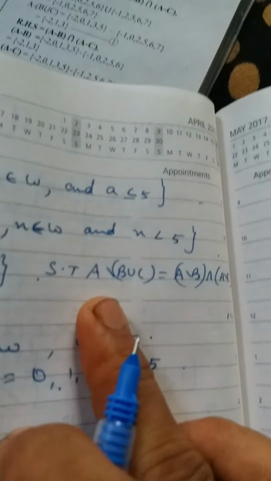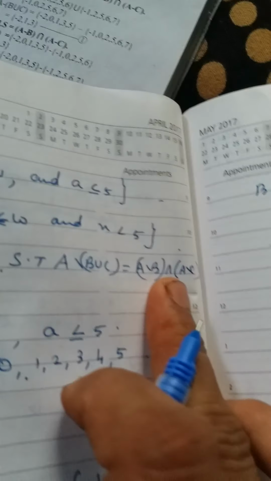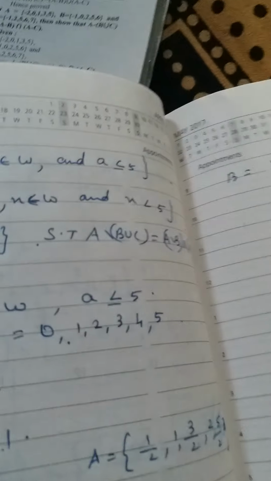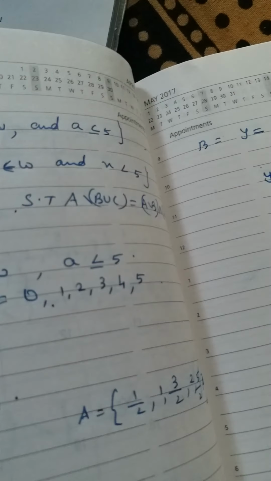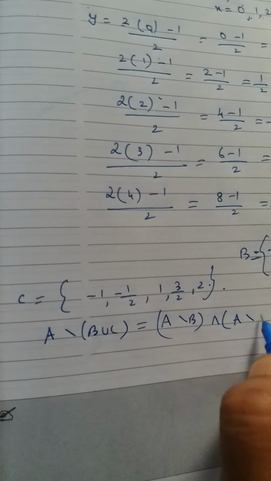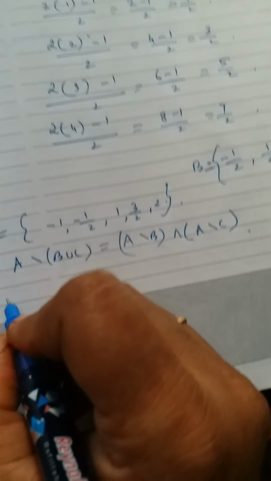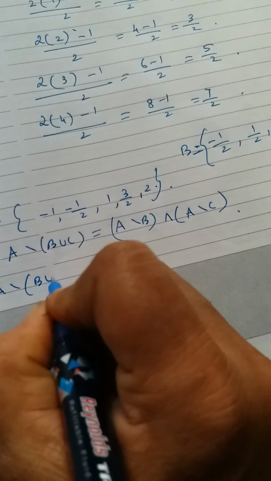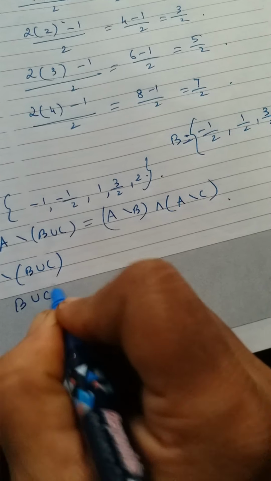They have asked you to show that A minus (B union C) is equal to (A minus B) intersection (A minus C). So you can write down A minus (B union C) equals (A minus B) intersection (A minus C). First take out your left hand side, A minus (B union C). In that, you write what your B union C is.